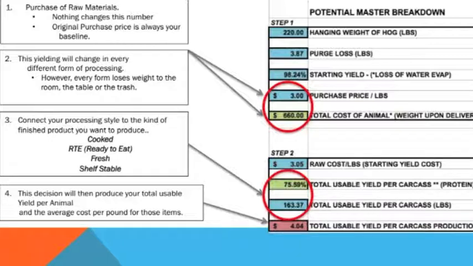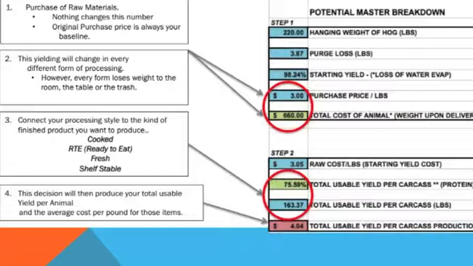You receive the product, and on the invoice it says it's a 220-pound hog, and you paid $3 a pound for it. Which means that your total cost, which you will never escape, is $660. That's your weight upon delivery. This is an important piece of information because you'll never change this number. It doesn't matter what happens in your process, you paid what you paid.